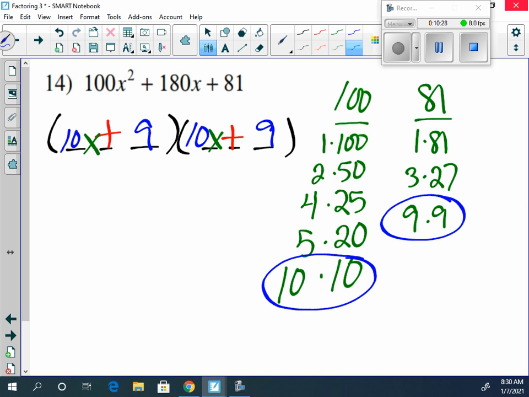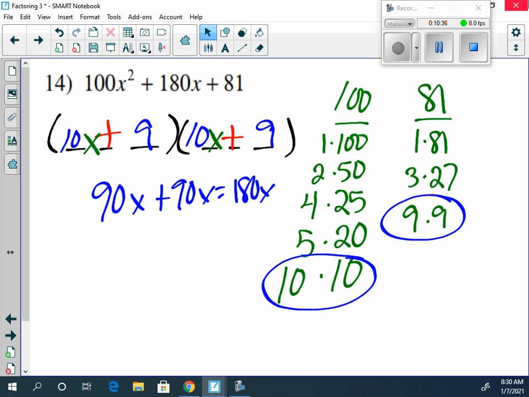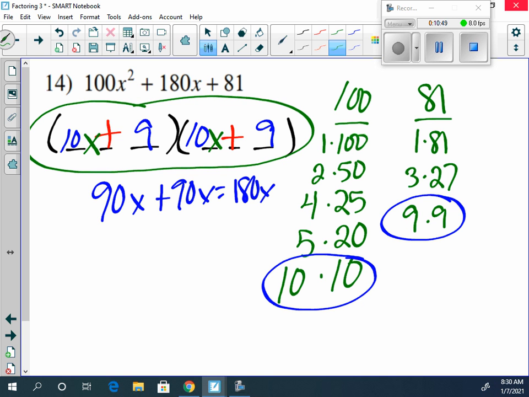10x times 9 would be plus 90x equals, and like I was just saying, it's leading because they are special factors. We're going to use the ones that match up. Now on the test, I would highly encourage you all to still check it just to make sure. Because checking these and making sure you got the middle term correct is a way to make sure you got the correct answer.